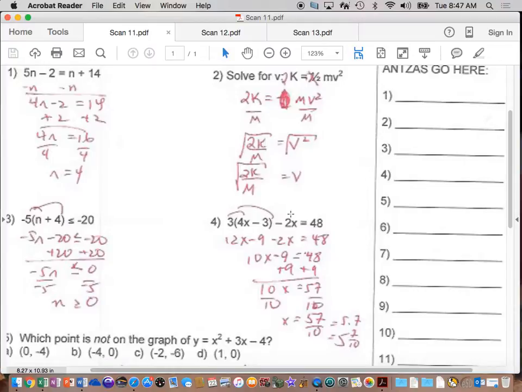Be careful on number 3. You've got to switch the inequality, right? That's a classic mistake the kids will make. Oh, yeah, because of the negative. That's right. You're dividing by a negative. Yes. I don't understand number 2.